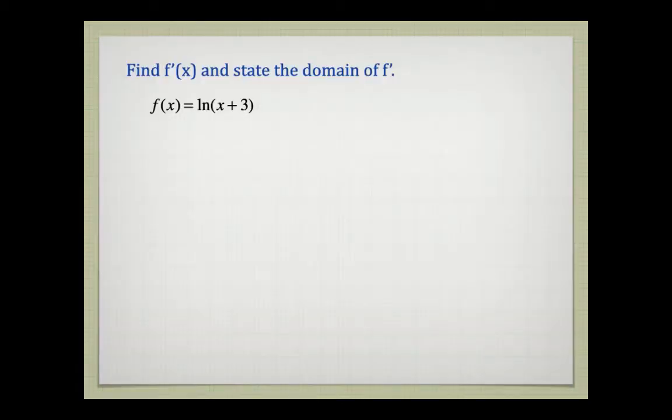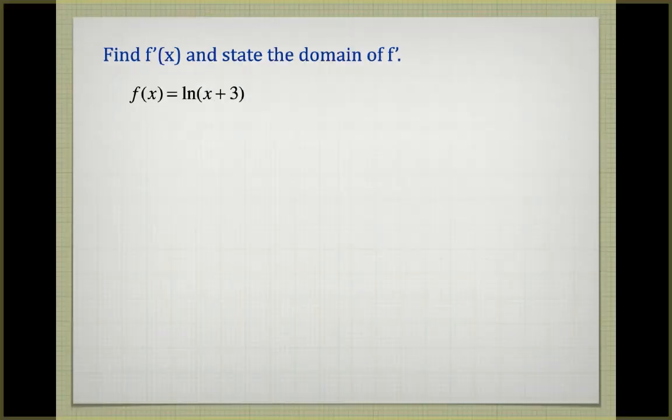So the last slide for the day: find f prime of x and state the domain of f prime. So here we have f of x equals ln of x plus 3. So we'll use our natural log rule. So we have f prime of x equals 1 over x plus 3. And then the derivative of x plus 3 is just 1. So our derivative is 1 over x plus 3.